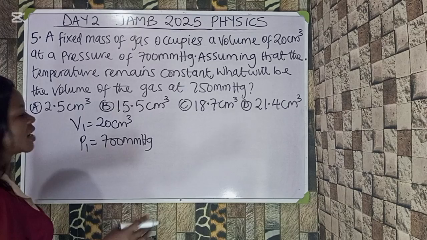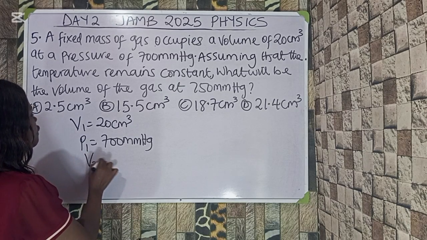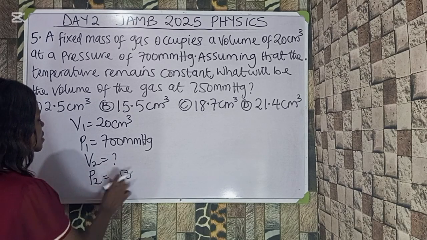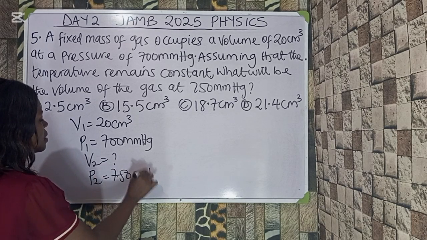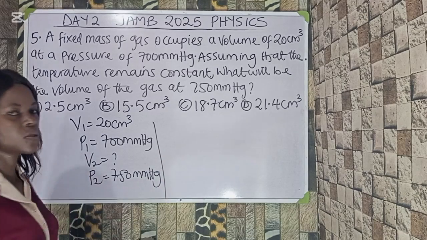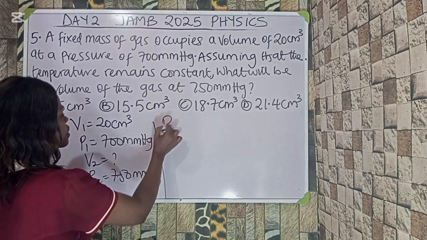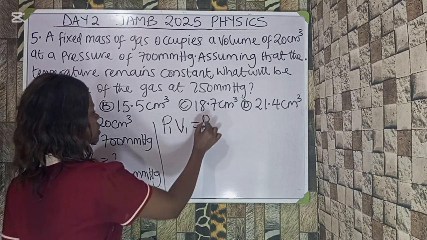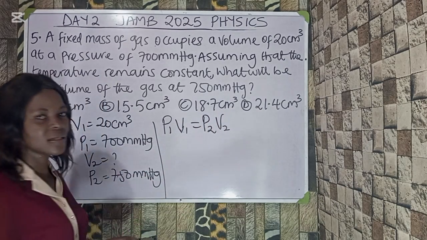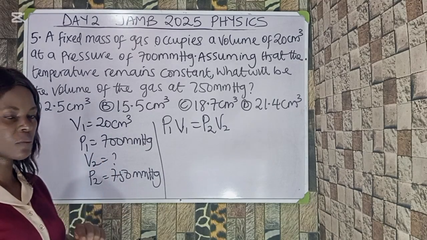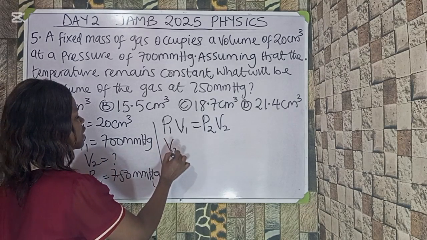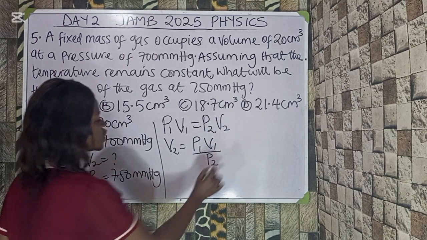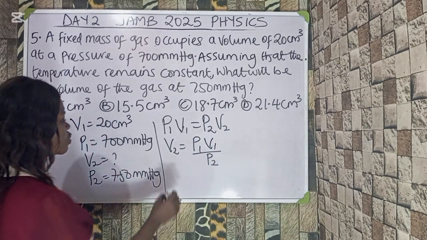Then we are asked to find the second volume, which is V2, when the second pressure is 750 millimeter mercury, right? So let's just apply the formula: P1 V1 is equal to P2 V2, right? Now simply because we are making V2 the subject, V2 is equal to P1 V1 over P2, right? So let's just substitute into what we have.